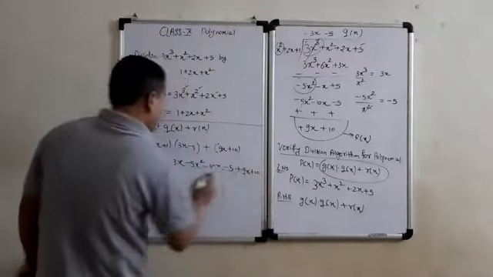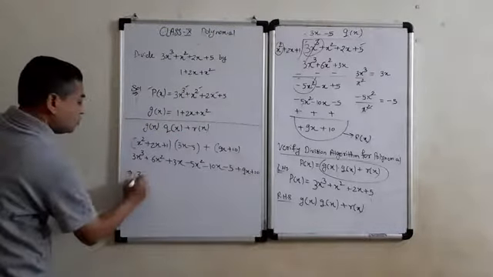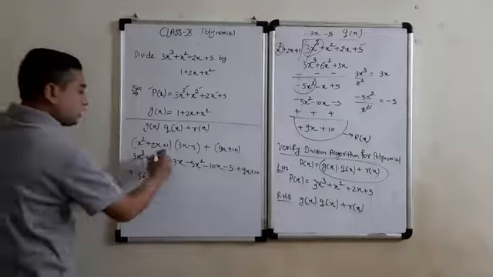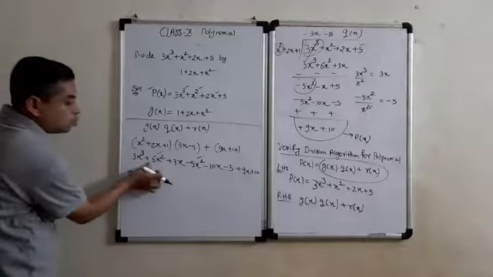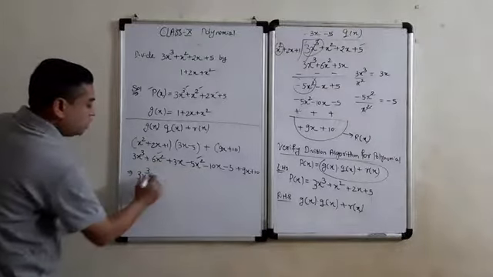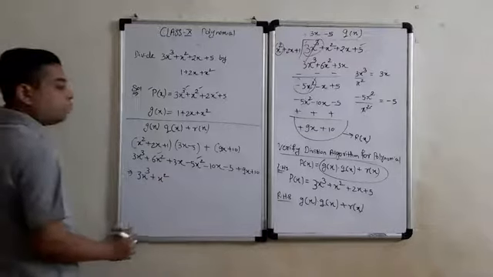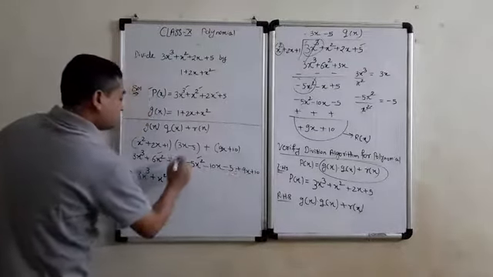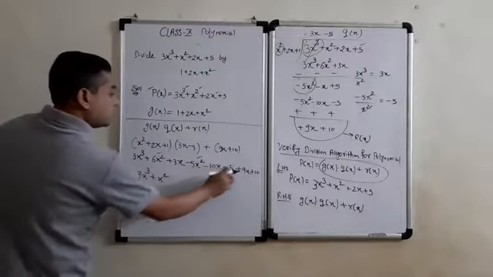We will simplify it. First we will write the cubic term, that is 3x cube. Then we will collect all the square terms. How many square terms are there? 6x square and minus 5x square. 6x square minus 5x square will give us plus x square. Now we will collect the x terms. Here are the x terms: 3x plus 3x minus 10x plus 9x.